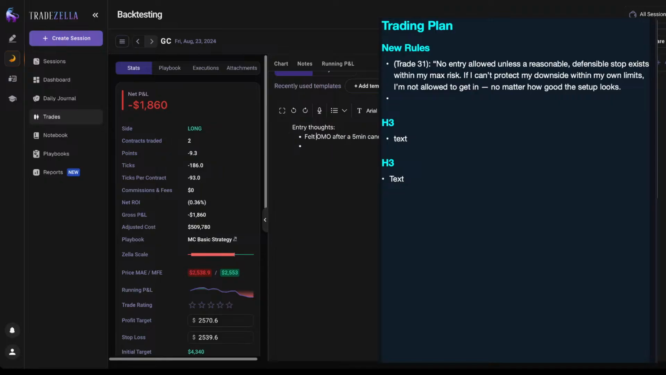We felt the FOMO. There was a pullback on that pump, and we saw an entry opportunity for a scalp.